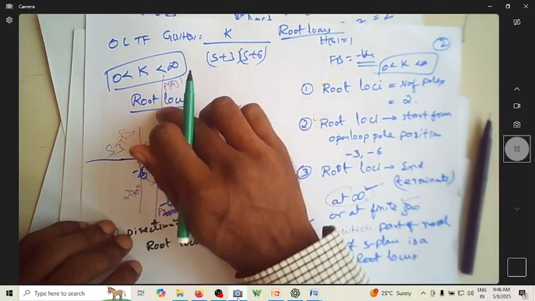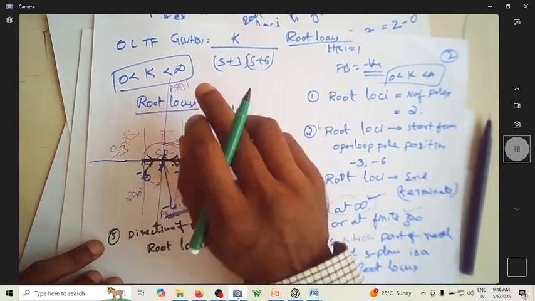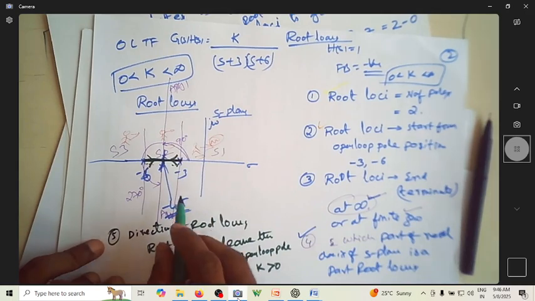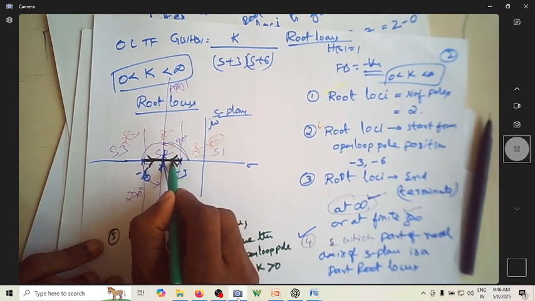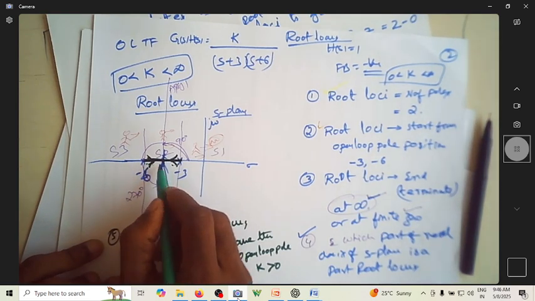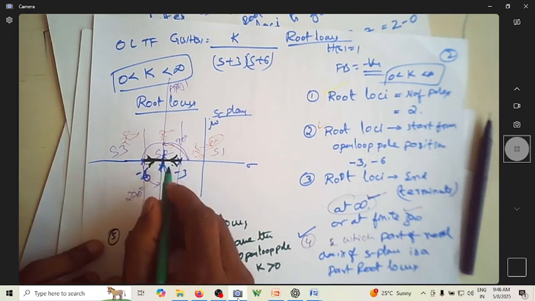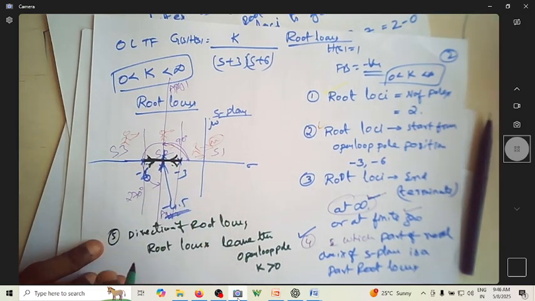Now what is the role of this asymptote? The role of the asymptote is to guide the root loci to go to infinity. We know that a pole is leaving minus 6, a pole is leaving minus 3, going in this direction. They break at minus 4.5 and become complex, and there is an asymptote waiting to take them to infinity.